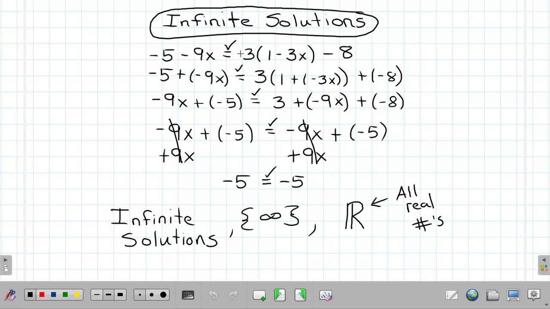Infinite solutions, on the other hand, same process, so we do the same exact steps, except at the end we get something that's obviously always true. Negative 5 is equal to negative 5.